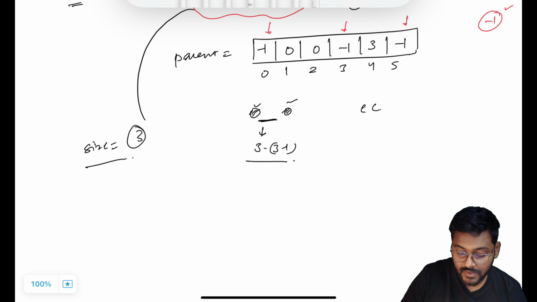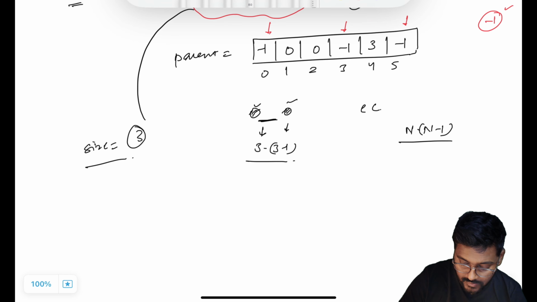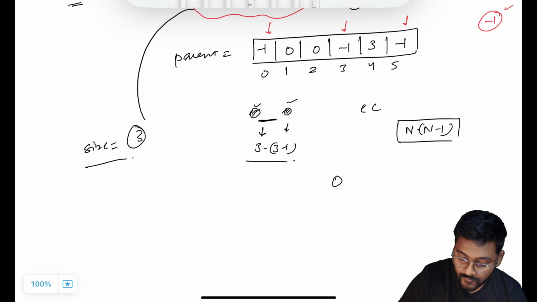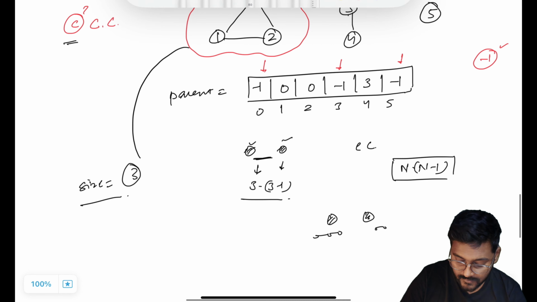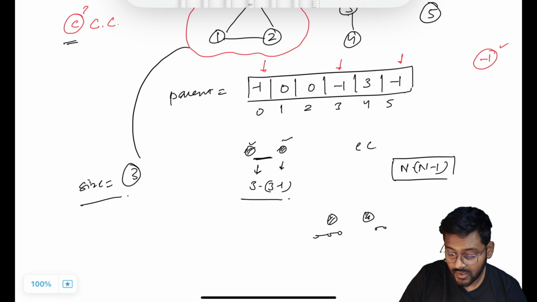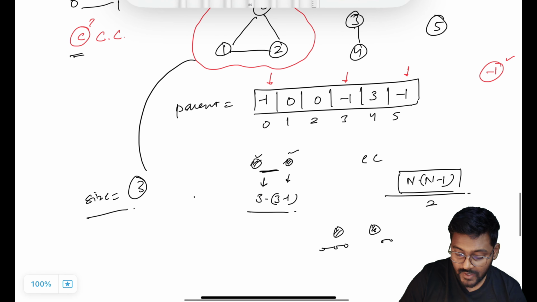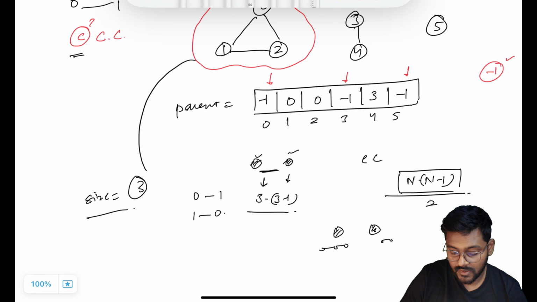The number of choices for the first element is n, for the second element n minus 1, so n into n minus 1. These are the pairs in which we can choose the elements. For the first element we have 3 possibilities, for the second element we have 2. But here we are not worrying about permutations; we require the combination. How many different pairs are there? Just divide by 2. Why? Because we have considered 0 to 1 as well as 1 to 0, and both are the same, so every edge is being considered twice.